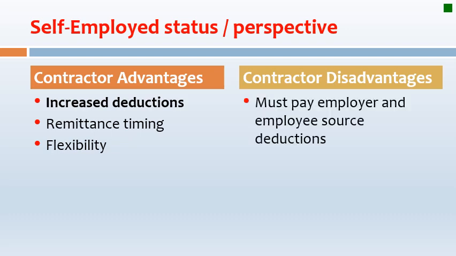Now, some of the disadvantages of this status are that the contractor must pay the employer CPP and EI amounts. They frequently are entitled to few, if any, employment benefits and have very little job security. Contractors can generally be let go without any compensation at a moment's notice.